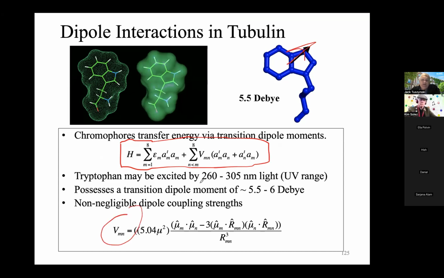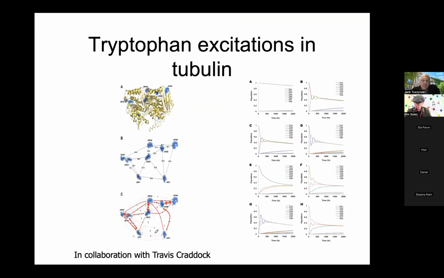The important thing is that they can be excited by light in the UV range between these numbers, 260 and 305 nanometers. And once you excite them, they can interact and do something like I showed you for chlorophyll. And these excitations, as you can see here, were predicted to last picoseconds, maybe not hundreds, but picoseconds. Short, but maybe there's some way of making them last longer.